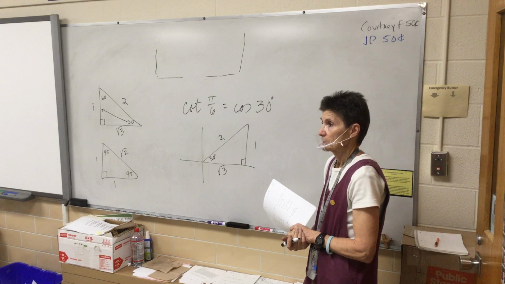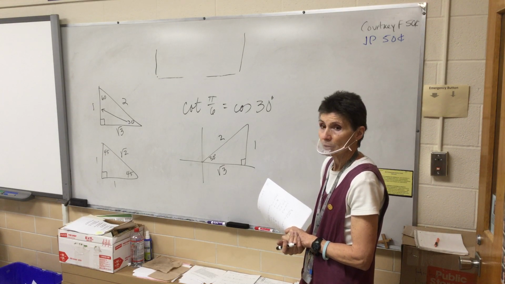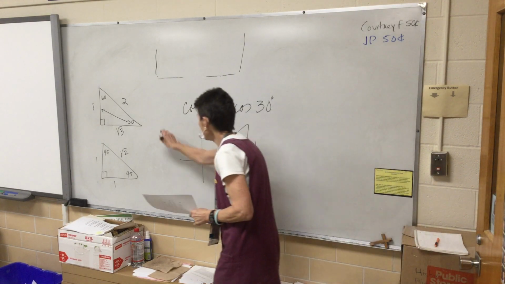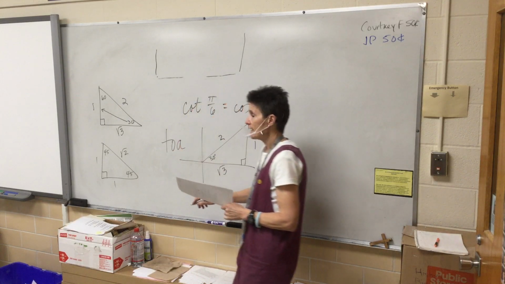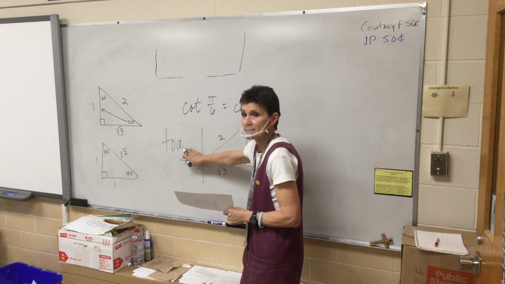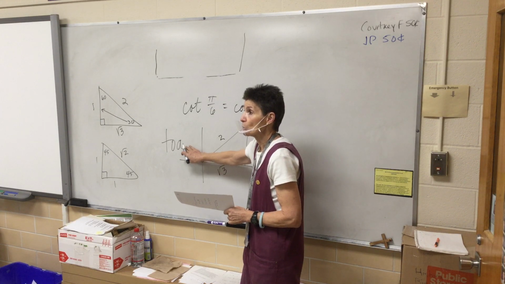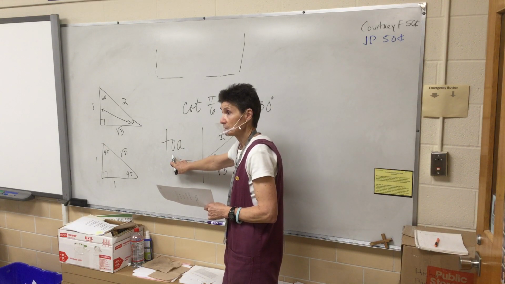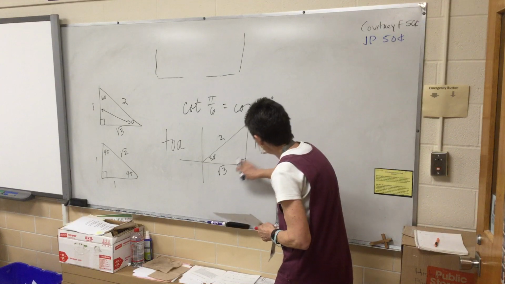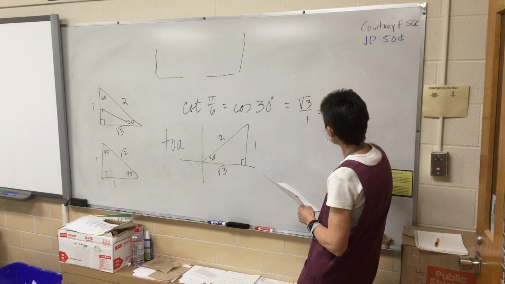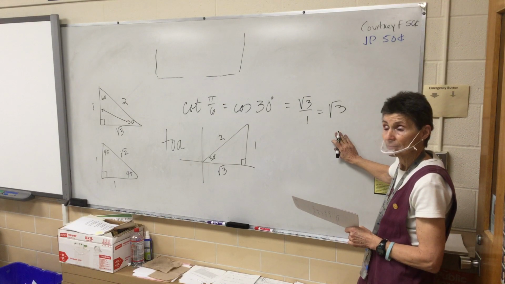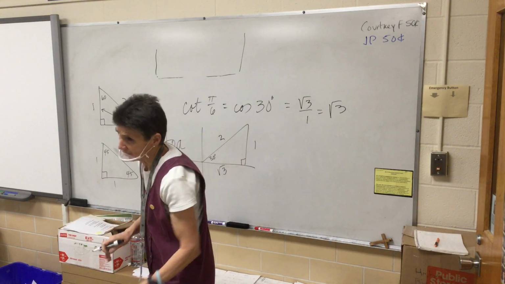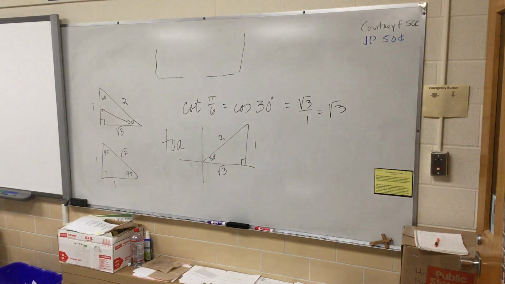Cotangent. That's the reciprocal of the tangent. So tangent is toa. Tangent is opposite over adjacent. So cotangent will be adjacent over opposite. So adjacent over opposite will be root 3 over 1 or root 3. Now, that's good stuff. Easy stuff, but there's so much to remember.